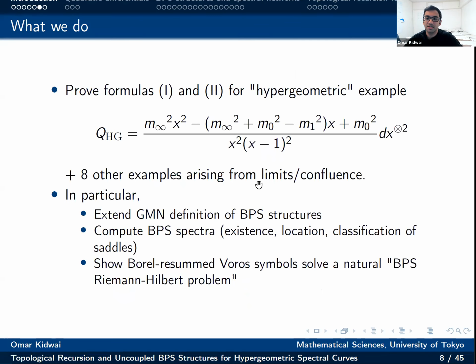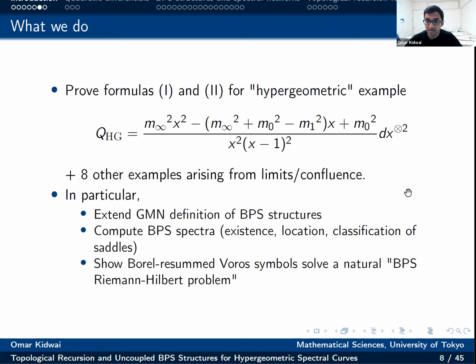So what we actually do precisely is we prove the formulas that I wrote at the beginning for the example of the so-called hypergeometric quadratic differential, which is just this specific quadratic differential. If x is a coordinate on P1, it has two poles at 0 and 1, and a third one at infinity of second order. On the top here, we have a quadratic polynomial, so there are two zeros, and dx squared. When I say hypergeometric examples or hypergeometric type spectral curves, I'll be referring to this example plus 8 other examples that come from limits and confluences of this example.